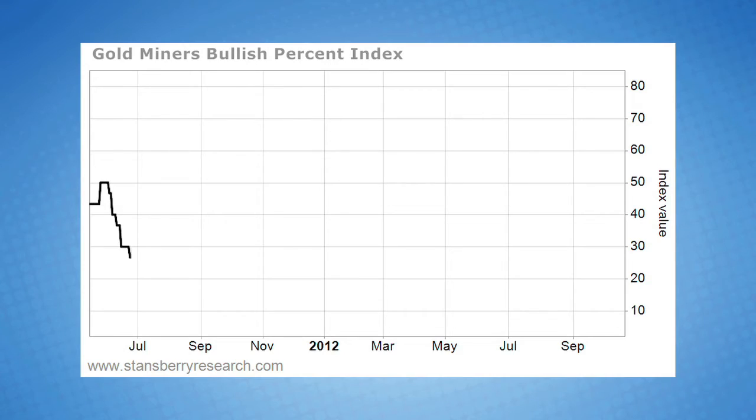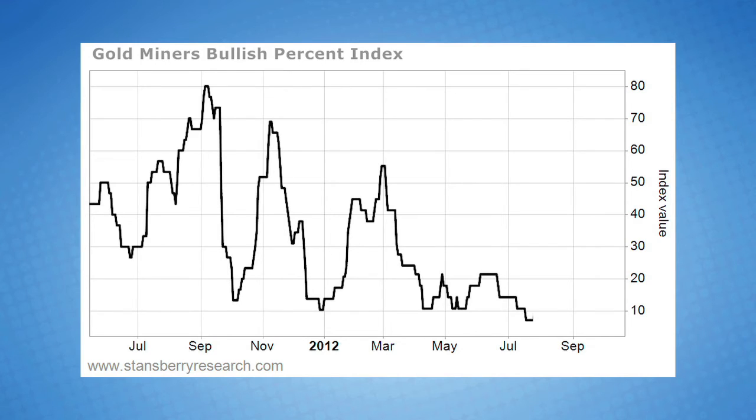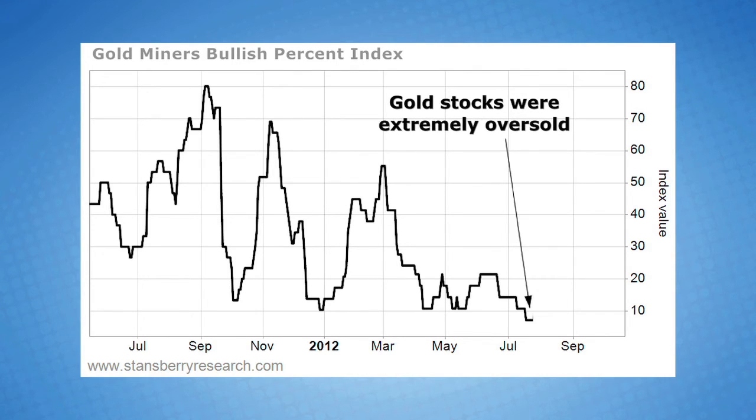For a quick example of how one of these overbought, oversold trades works, see this chart of the bullish percent index for the gold stock sector. It covers the period of mid-2011 to mid-2012. Note how the gold stock sector was extremely oversold in July 2012. This extremely oversold reading appeared after the gold stock sector fell 15% in just over a month. Remember, a 15% decline in a year is a big move for most sectors.